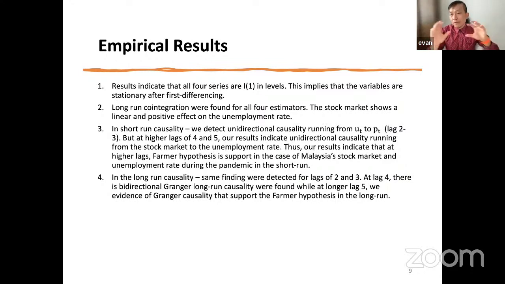Just for the purpose of having the short period of time and the longer period of time. For the higher lags of 4 and 5, our result indicates that actually stocks impact the unemployment, which supports the farmer's hypothesis in a much longer period of time, a higher lag. Same thing in the long run causality, we also detect quite a consistent result.